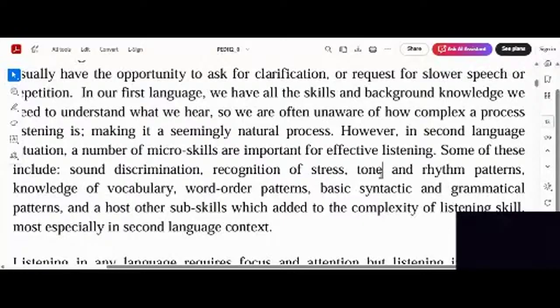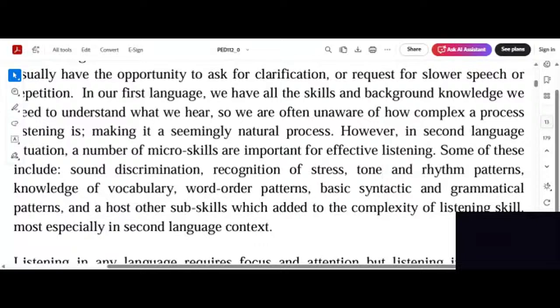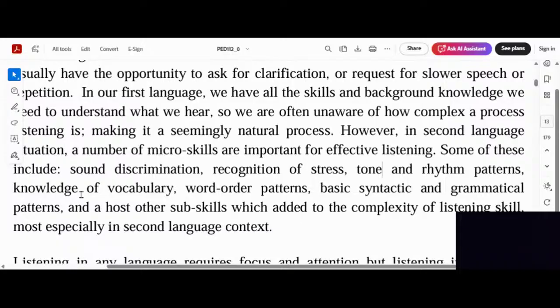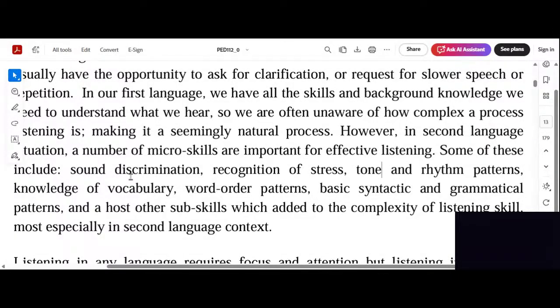So for tune, don't forget the things you need for second language listening. You must be able to discriminate between sounds. You must be able to recognize stress. You must also be able to know the tune and the rhythm pattern. You must have knowledge of vocabulary. If you are going to listen to a very high placed professor giving a speech, if you don't know enough vocabulary in the English language, you are likely going to get lost in the speech, because you won't be opening a dictionary every time the person says a very big word that you are not conversant with. So you need to build your vocabulary.